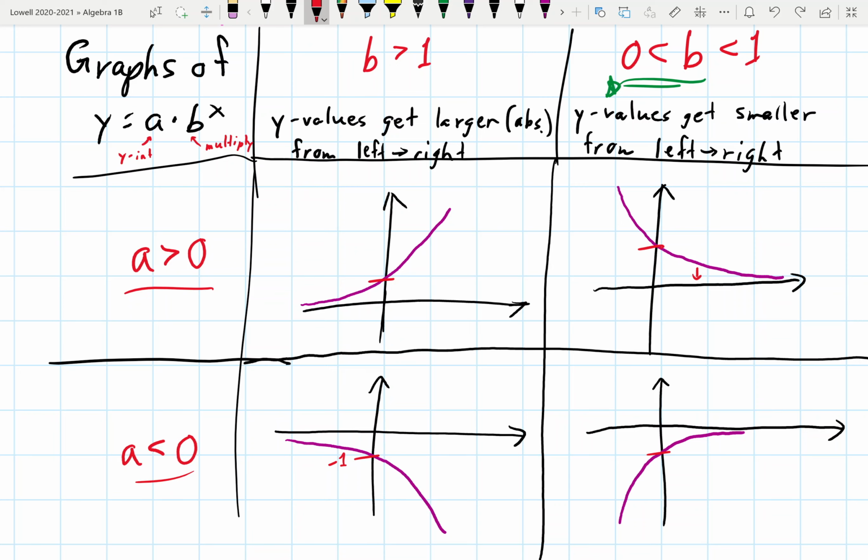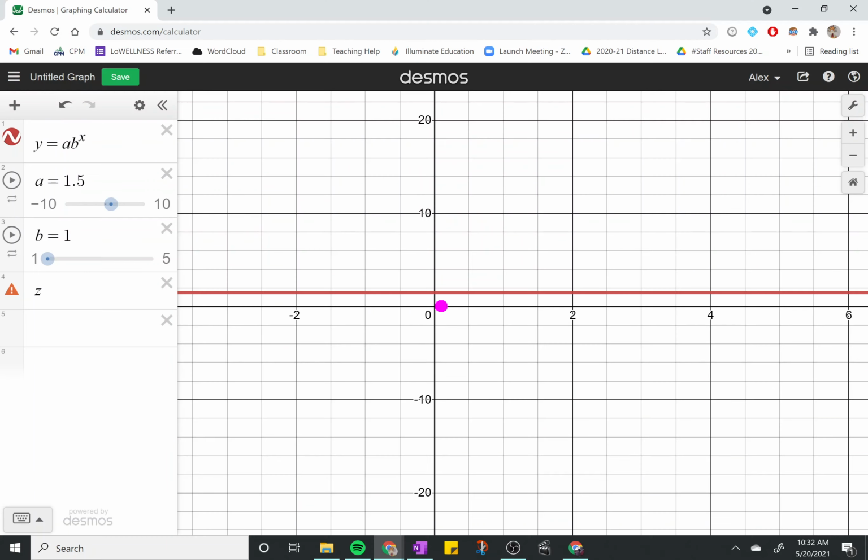Notice that I did say over here that b does need to be positive. The reason is that if b is negative, you get some weird results, which we will actually talk about later. Okay? So let's hop over to Desmos and see this in action.